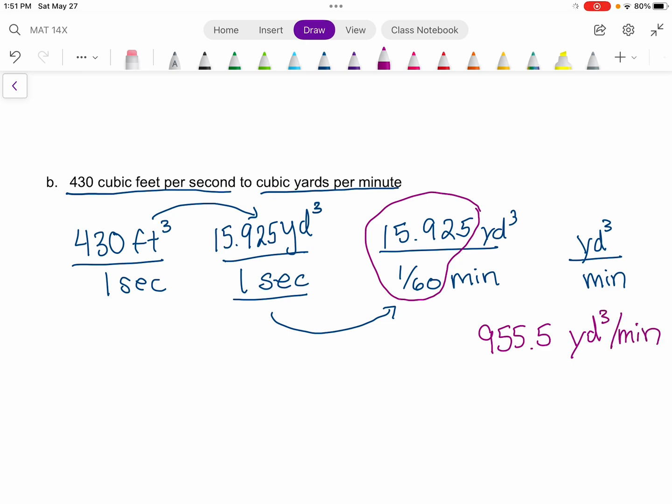And so this way, I like it because you're really thinking about, okay, we're going from cubic feet into cubic yards.